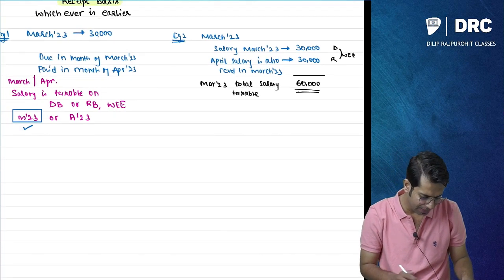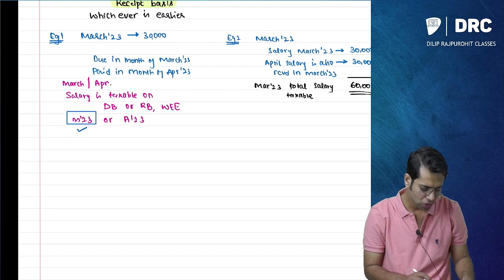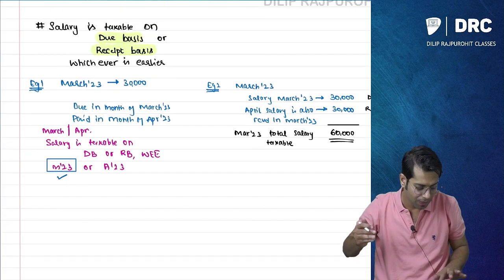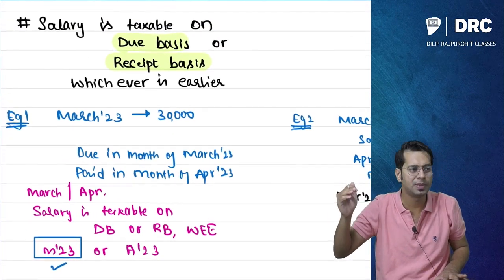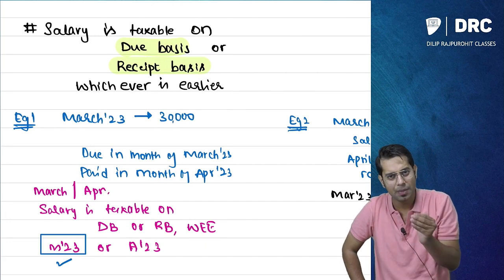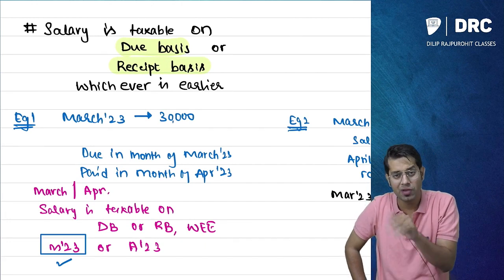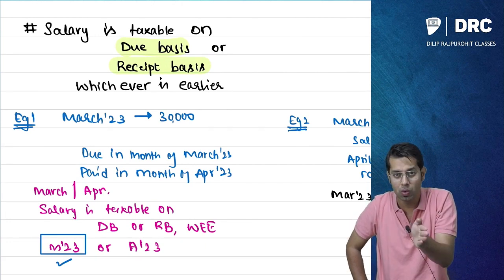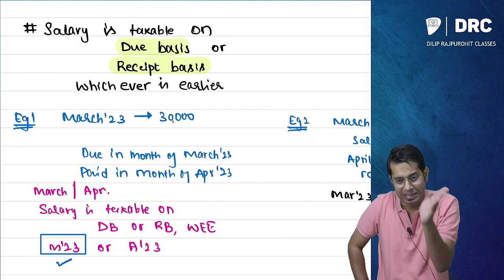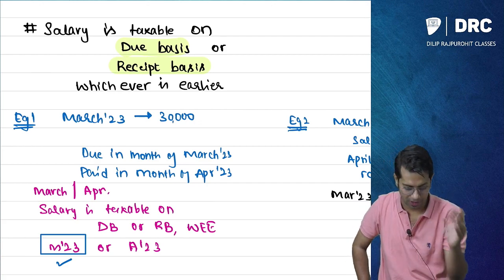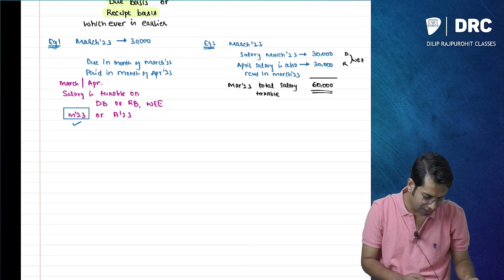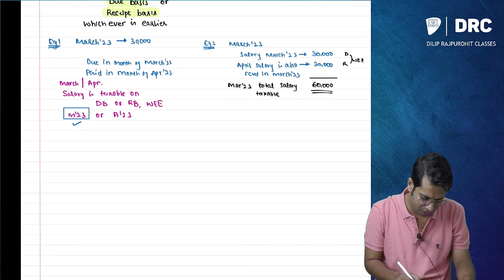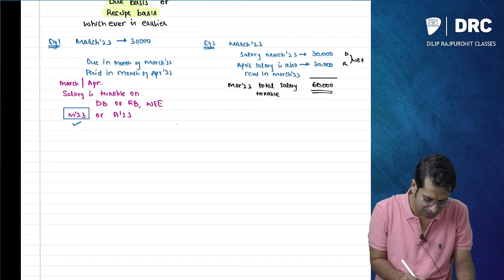So one more example I'll give you. Please note, salary is taxable on what basis? Due basis or receipt basis, whichever is earlier. It can either be due to you or it is received by you. Even though you have not received, it is due but not received, it is taxable. It is received but not due, it is taxable. One more example I'll give you, and you can refer only to this example because this will cover all the points.